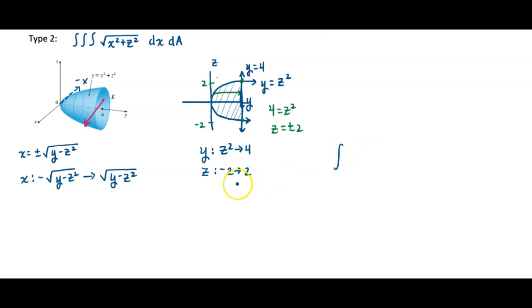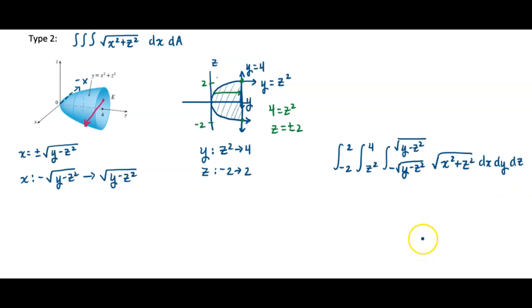All right, let's set up this integral. So this is going to be the triple integral starting with my constants from negative 2 to 2, with y from z squared to 4, and with my x values from negative root y minus z squared to root y minus z squared of the square root of x squared plus z squared, dx dy dz.